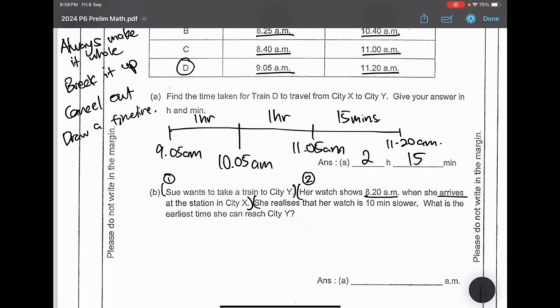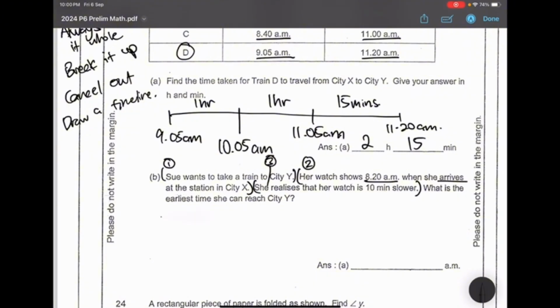Now, she realizes that her watch is 10 minutes slower. When a watch is 10 minutes slower, the time is not accurate anymore. So we need to adjust the time to find the actual time that she arrived at the station in CTX. When her watch shows 8:20 a.m. and is 10 minutes slower, what we want to do is to plus. When it's slower, we want to plus that 10 minutes to find the actual time. So actually, the time is 8:30 a.m.